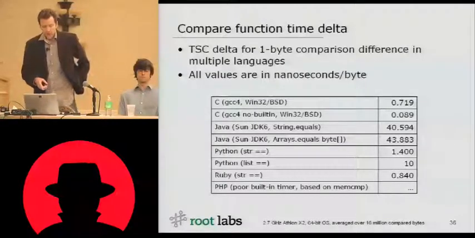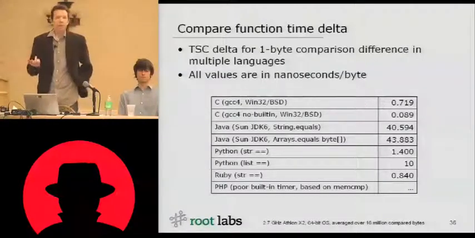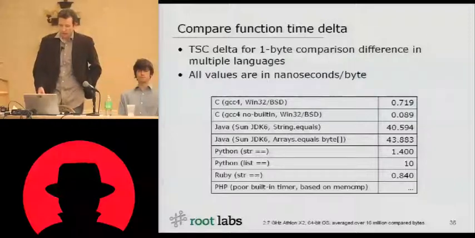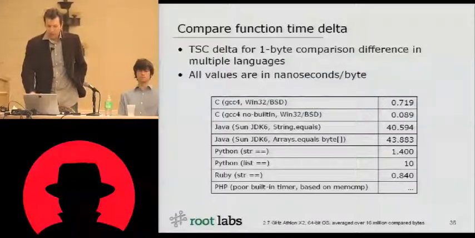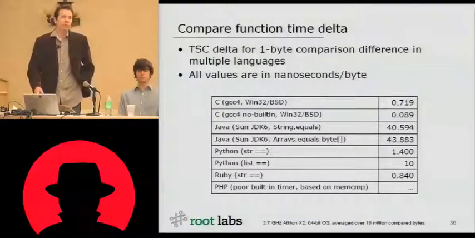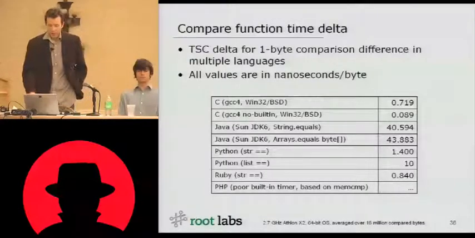For Python, we also compared two different things. We compared string ==, which is the most common way people do it, and just for comparison's sake, we also compared list ==. The time for string == was about 1.4 nanoseconds per byte, which compares favorably to the naive C implementation. And list == is about 10 times slower. So that's definitely not the way to go.